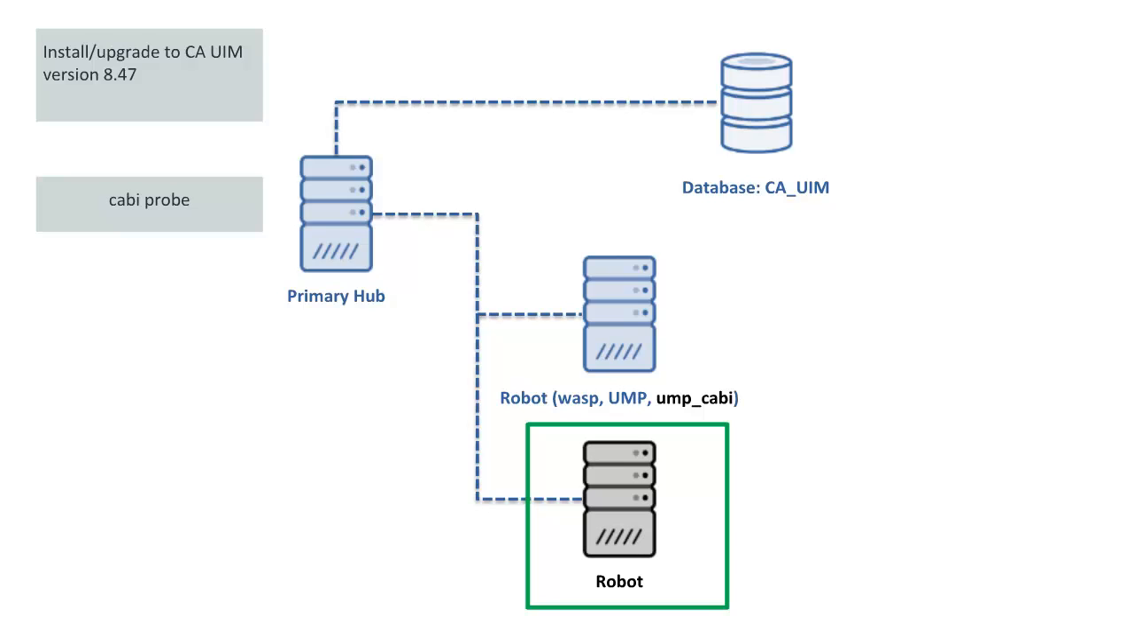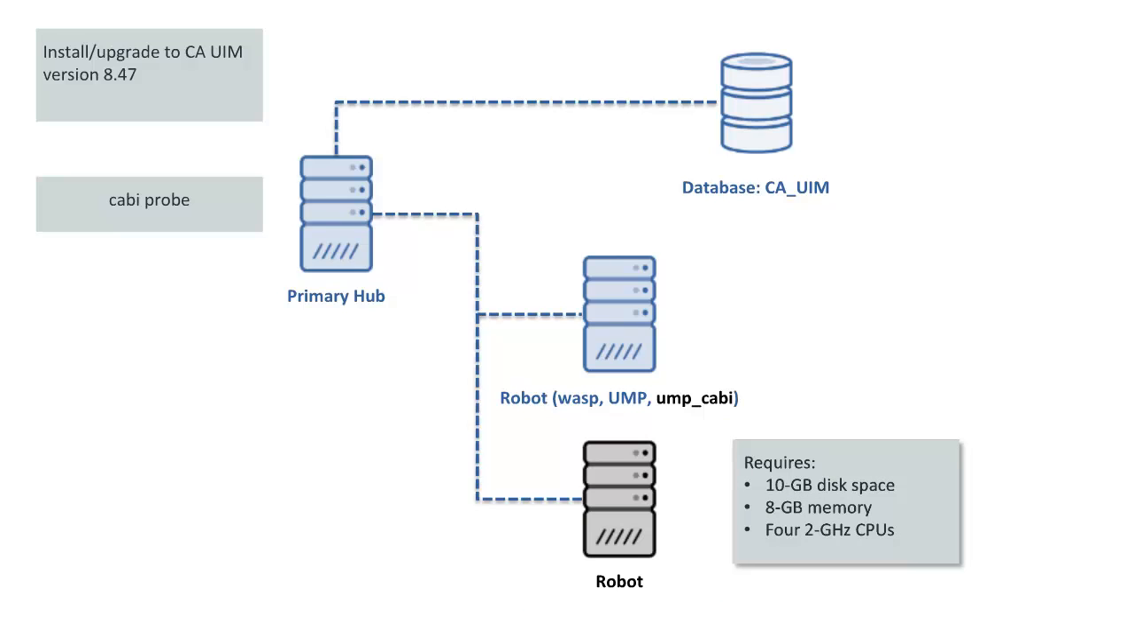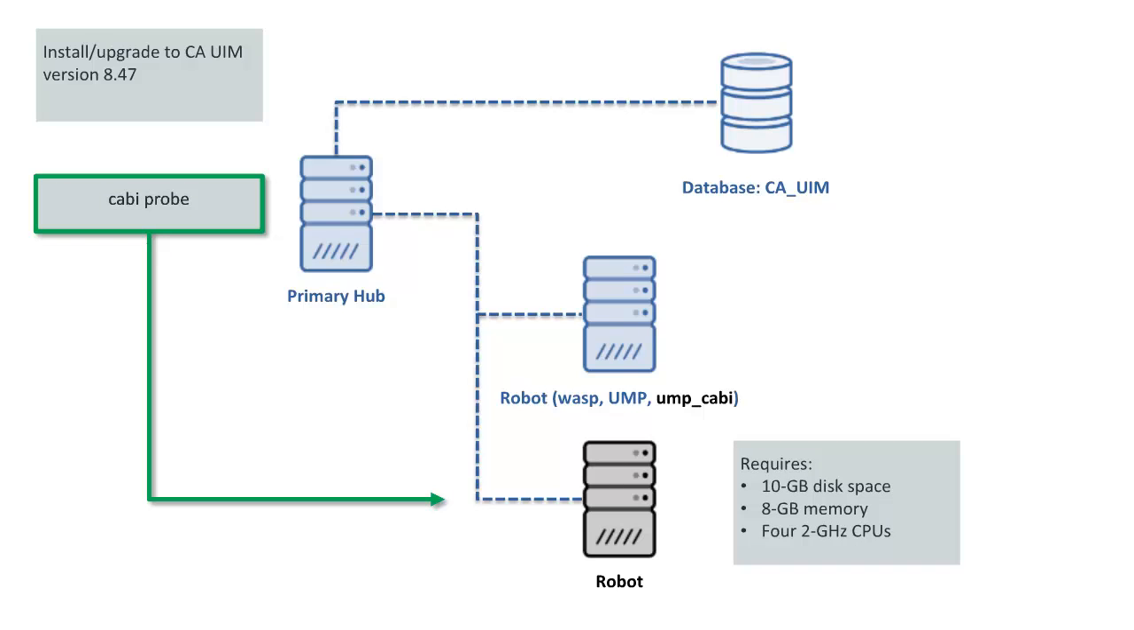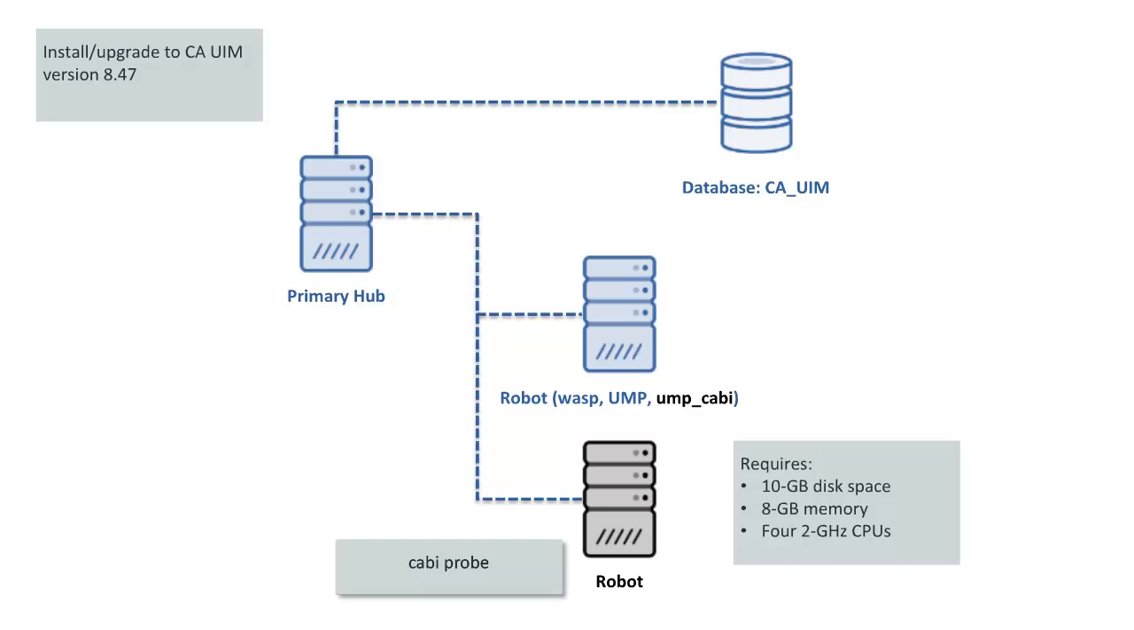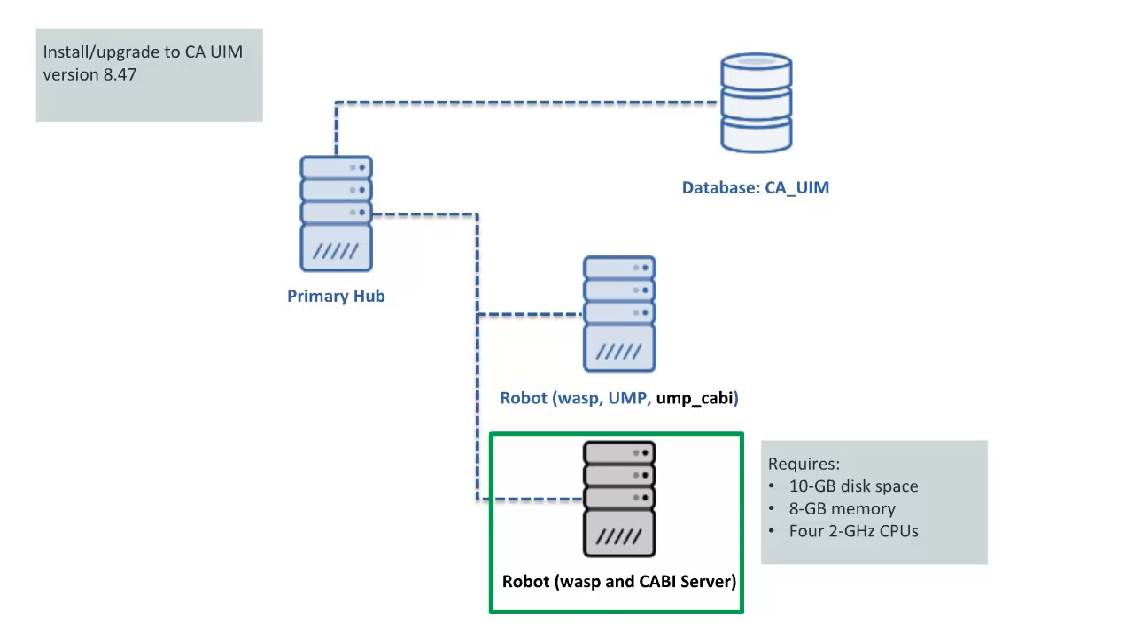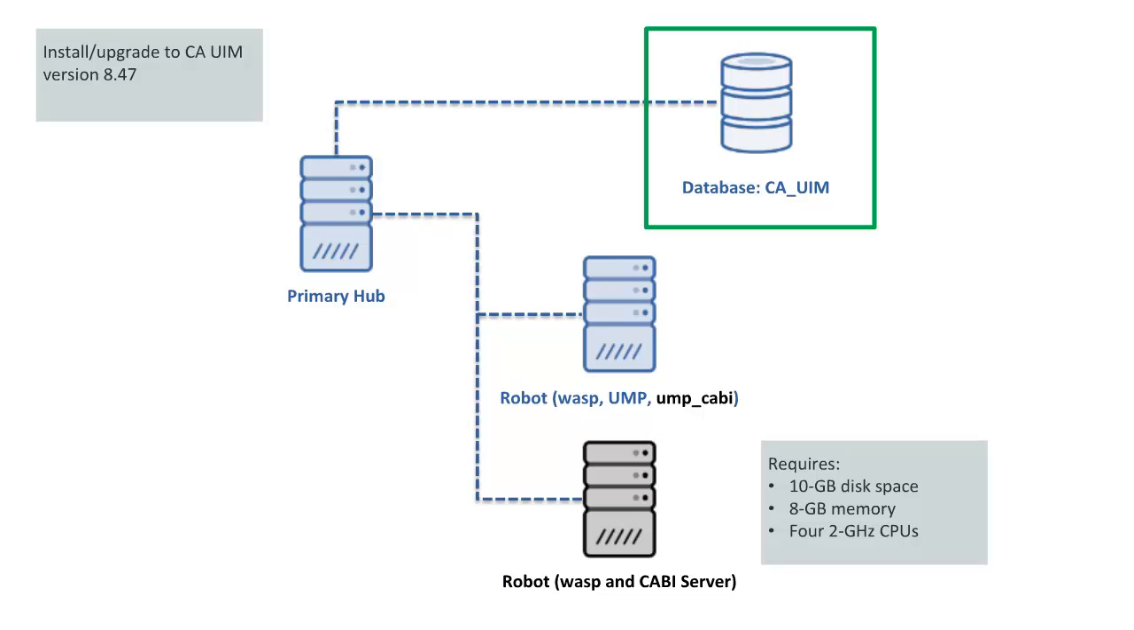You want to add another robot that is connected directly to the primary hub. You will use this robot to run CABI server. To avoid scale and performance issues, this robot should not be running UMP. The robot running CABI server must also have 10 GB of free disk space, 8 GB of memory, and 4 2 GHz CPUs. Deploy the CABI probe on this robot. After you deploy the CABI probe, CABI server is installed along with a separate instance of WASP. And the CA UIM database is automatically updated with CABI-specific tables.